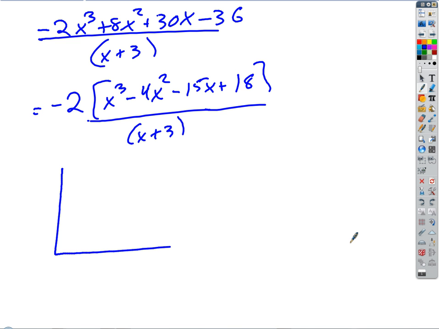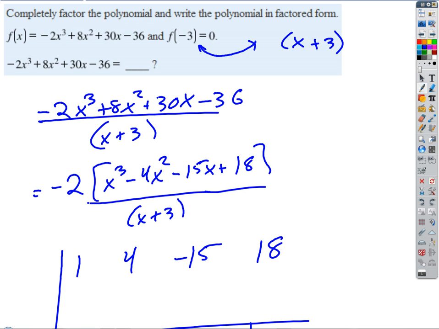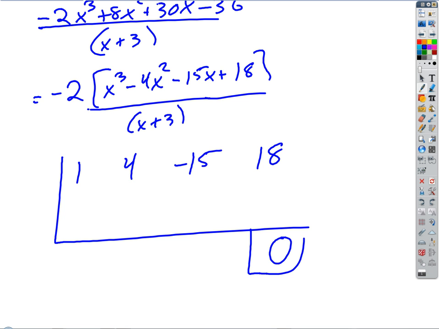What are my coefficients? We get 1, -4, -2, 18. What goes in there? Zero. How come? We already know it's zero, because we know it's a zero. Oh, -4. Thank you. You're right. Okay, what number goes out front? -3.